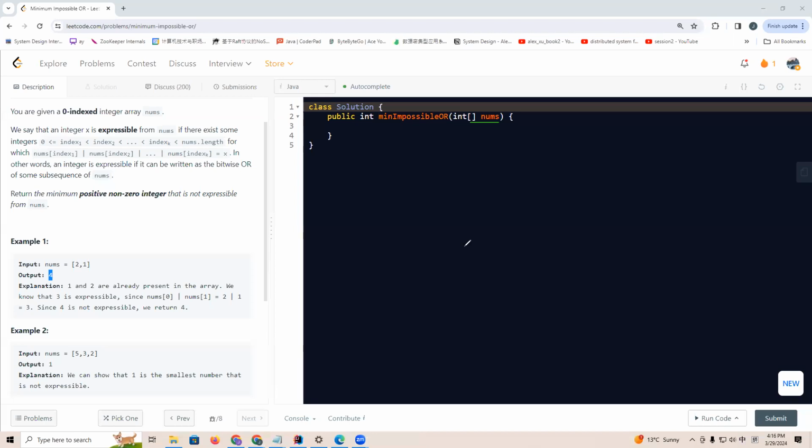So what we're thinking about is that we check, for example, 1. 1 is the minimal non-zero integer, right? If it does not exist in these nums, then return 1. And for any numbers A and B, if they are not 0, A OR B should always be greater than or equal to A and greater than or equal to B.